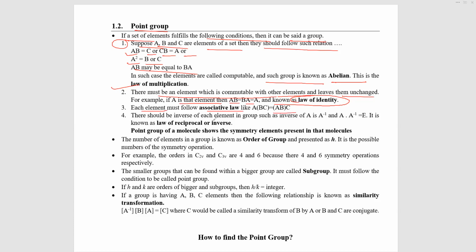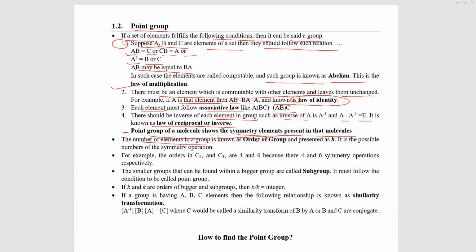There should be an inverse of each element in the group, such as the inverse of A is A raised to the power minus 1, and A dot A raised to the power minus 1 is equal to E. It is known as the law of reciprocal or inverse. The point group of a molecule shows the symmetry elements present in that molecule. So this is the main definition of point group: a point group of a molecule shows all the symmetry elements present in the molecule.